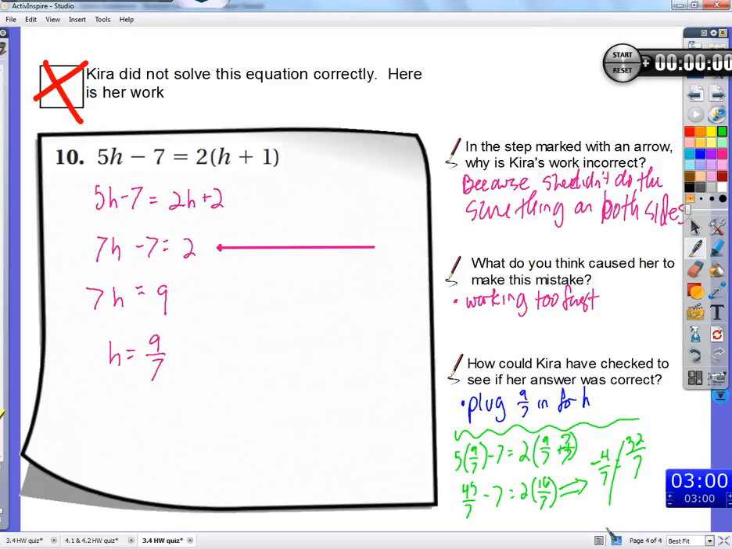Any questions about this quiz or about the homework at all? Do you have one for the homework?